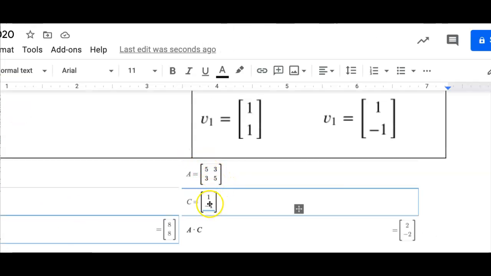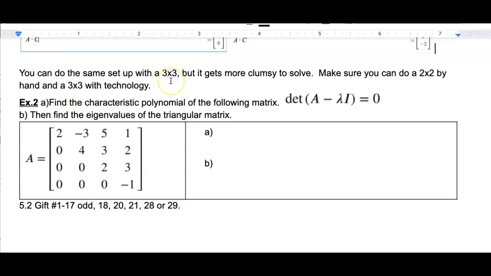So A is here, and then C is 1, negative 1, which I got over here with lambda equal to 2. And if I multiply A times C, I get multiplied by a factor of 2. That's my lambda. Okay, so the matrix is doing the same thing as what a constant does. In the gift, you have to do the same thing with a 3 by 3, but it gets kind of clumsy to solve if you're going to go ahead and solve it. I think some of the problems just give you the setup, but if you wanted to go ahead and solve it, make sure you use technology. And then make sure you can do 2 by 2 by hand and 3 by 3 with the technology, as I mentioned.